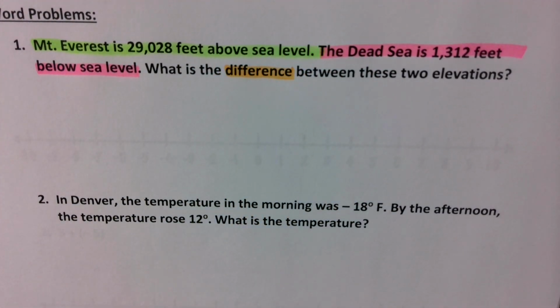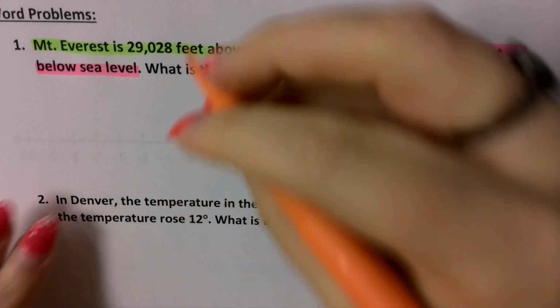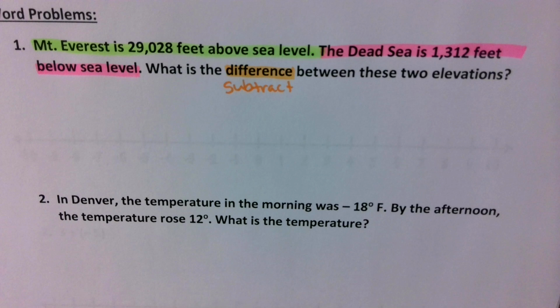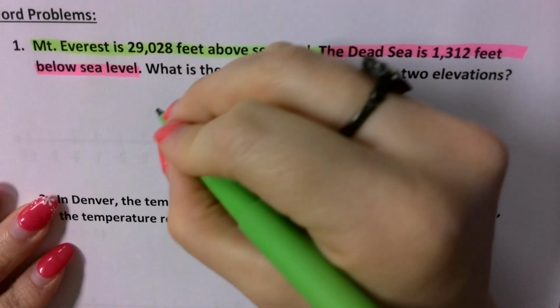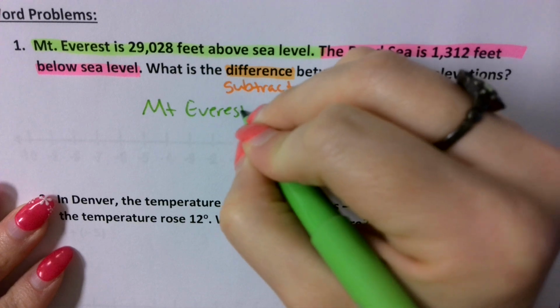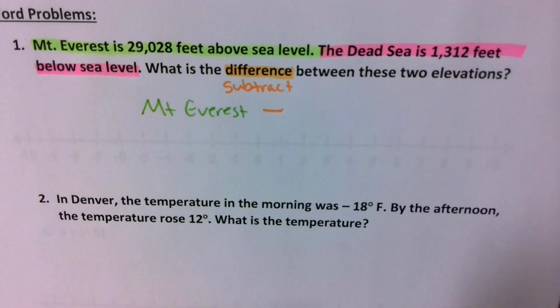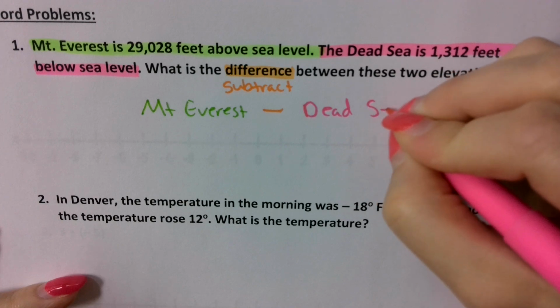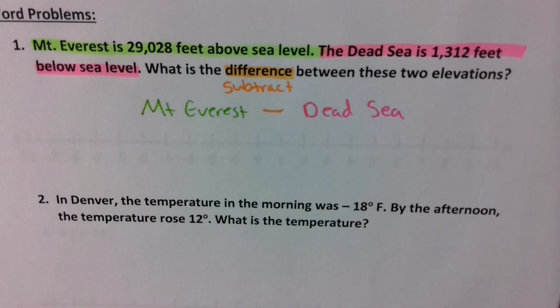Subtraction. So we know that we're going to have to subtract because of that keyword difference. What we are doing is focusing on whatever Mount Everest's elevation is going to be, and we are going to subtract the Dead Sea from it. I'm pretty sure everybody knew, hey, I need to subtract.